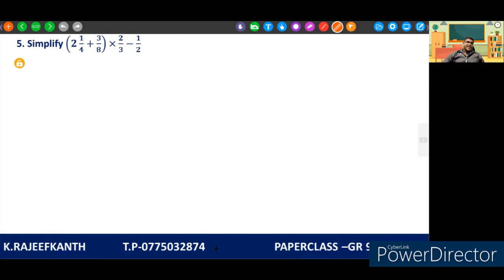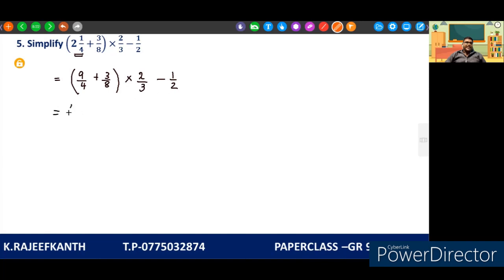Right? So here 2 and 1 over 4 plus 3 over 8. So this is a mixed number. So first we have to convert it into an improper fraction. 2 and 1 over 4: 2 times 4, 8, plus 1, 9 over 4, plus 3 over 8. Right? Here these two fractions are within the brackets. Then into 2/3 minus half.